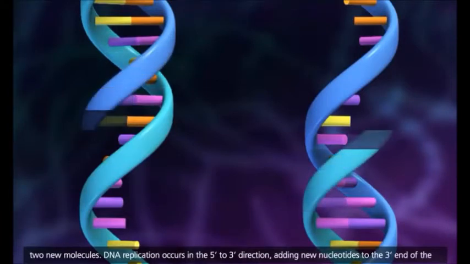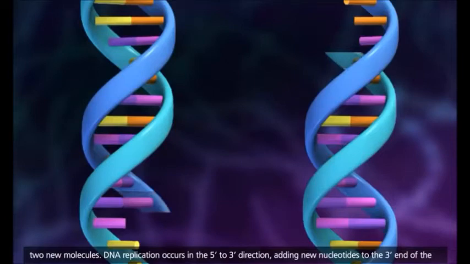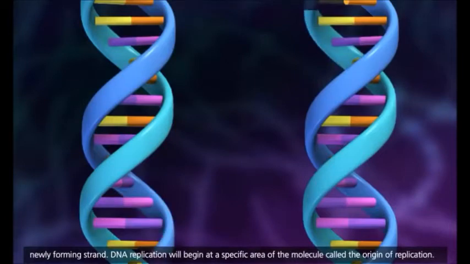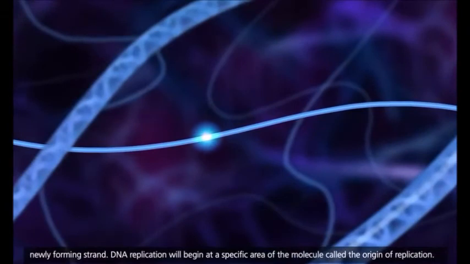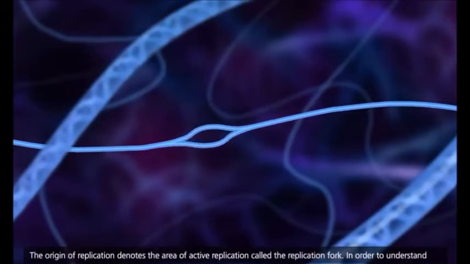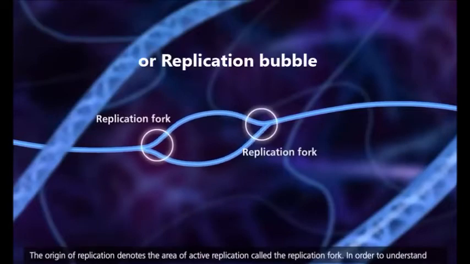DNA replication occurs in the 5' to 3' direction, adding new nucleotides to the 3' end of the newly forming strand. DNA replication will begin at a specific area of the molecule called the origin of replication. The origin of replication denotes the area of active replication called the replication fork.